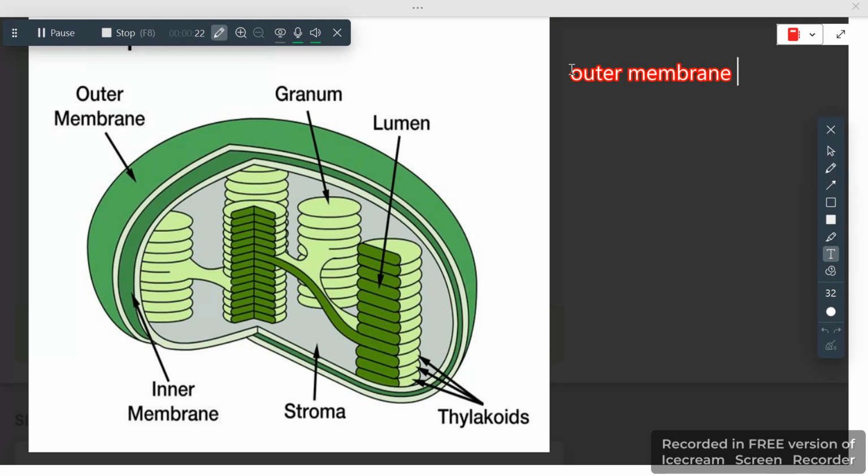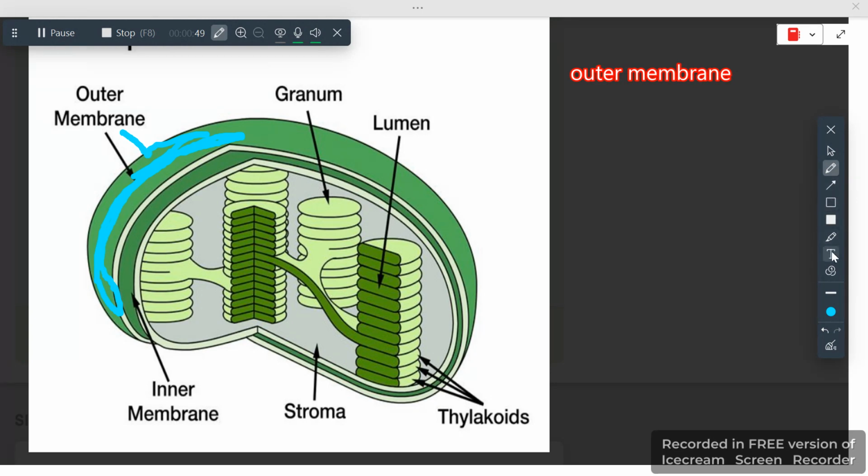Outer membrane. The word outer simply means outside, of course. So the part you can look at, the cavity or the part, this one is known as the outer membrane. And of course, what will be its function? Since this is the outer membrane, it will help in covering and protection.